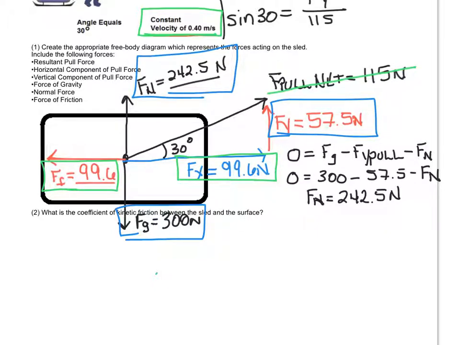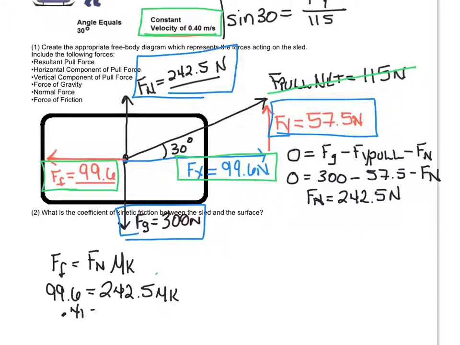Finally, what's the coefficient of kinetic friction for the system? We would use the equation force of friction is equal to our normal force times the coefficient of kinetic friction. Plugging it appropriately in this situation, coefficient of kinetic friction in this situation is equal to 0.41. Remember, coefficients of friction contain no units, so 0.41 is appropriate and a correct answer.